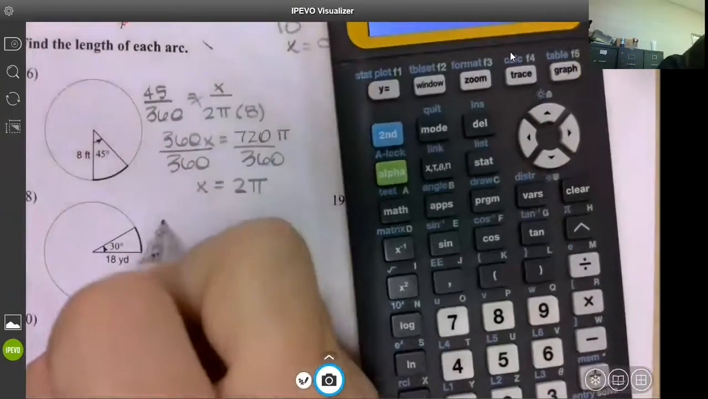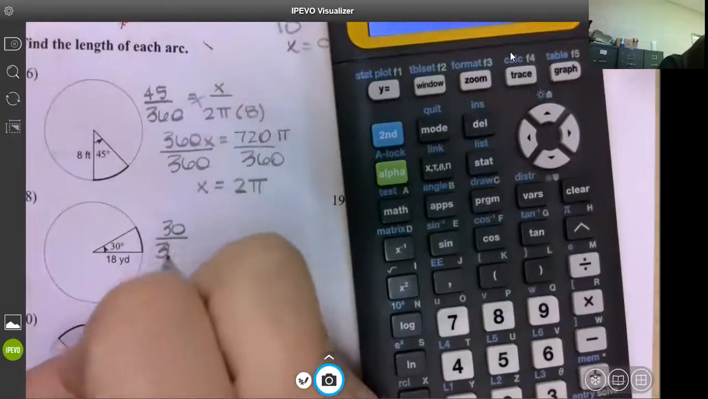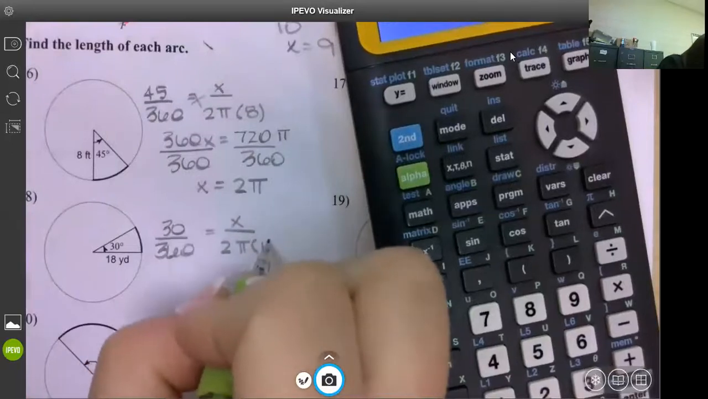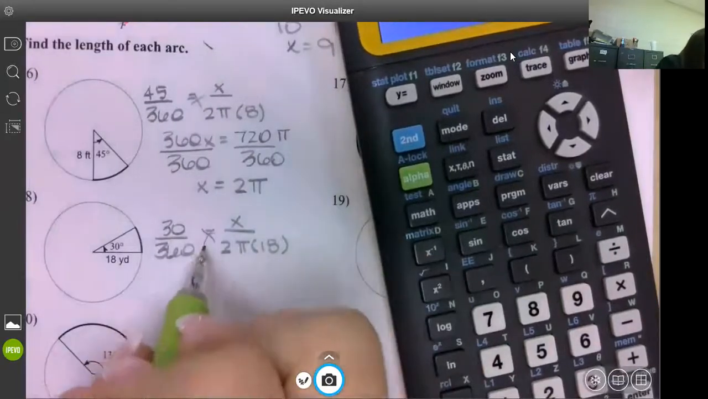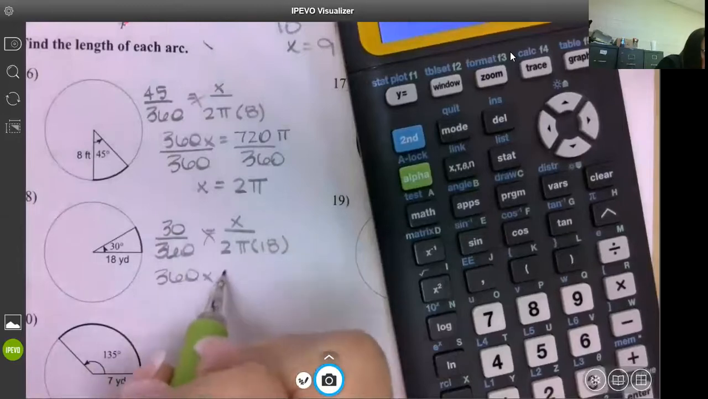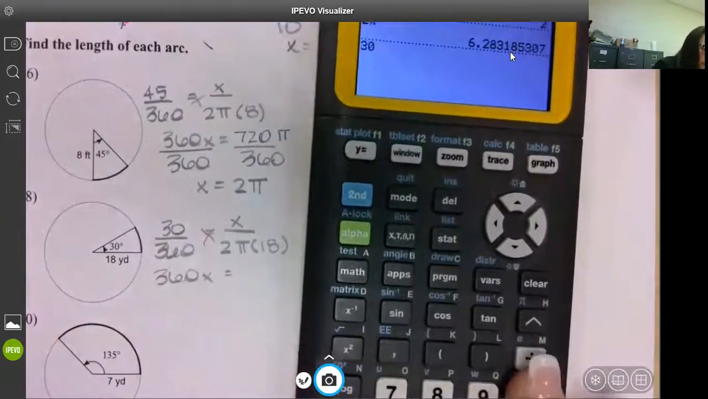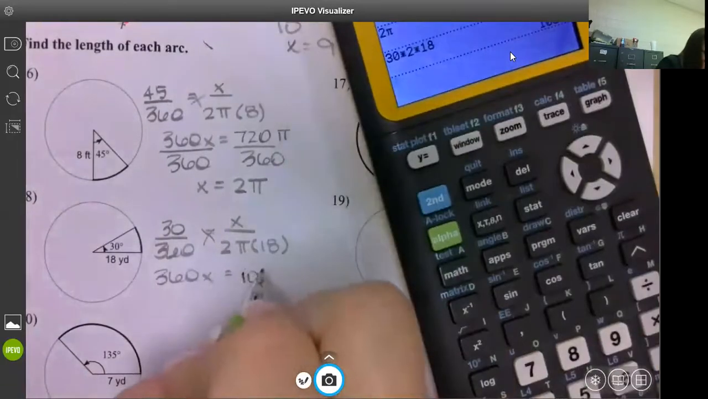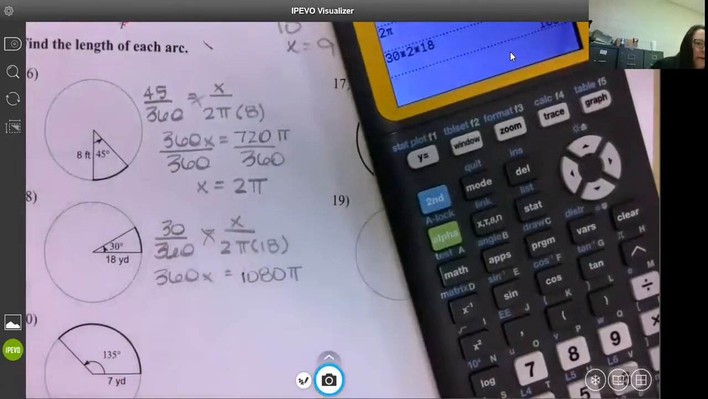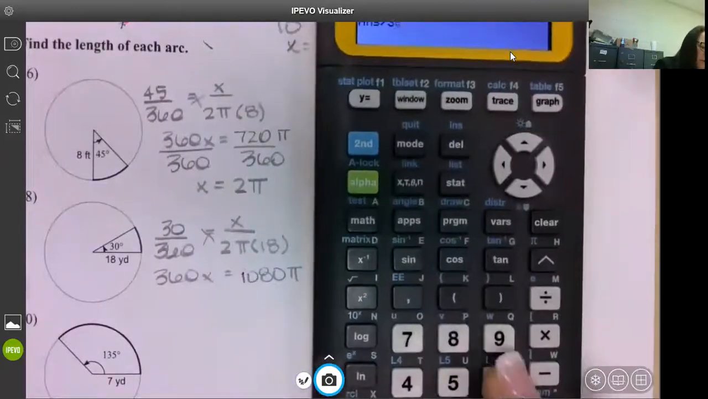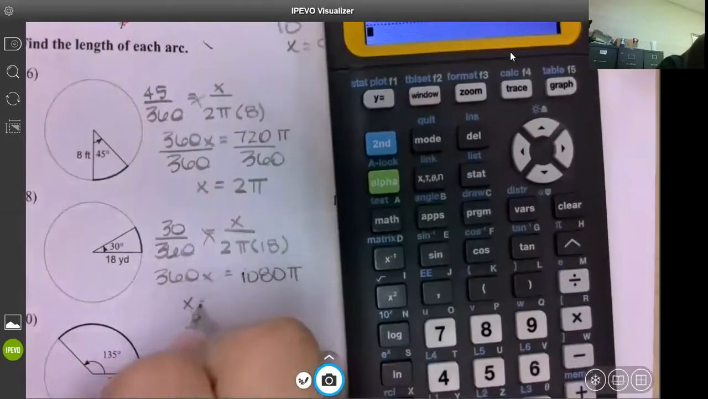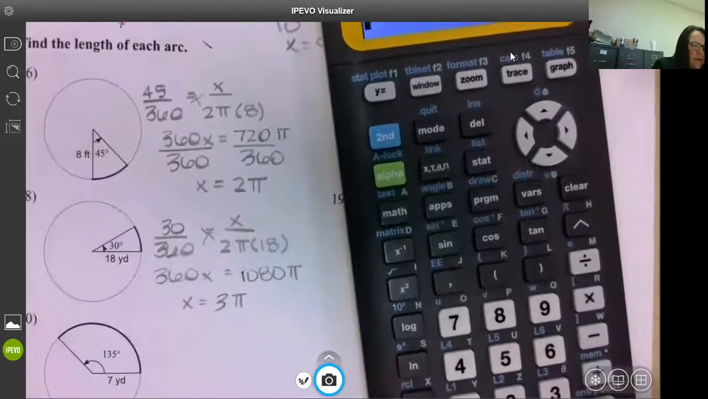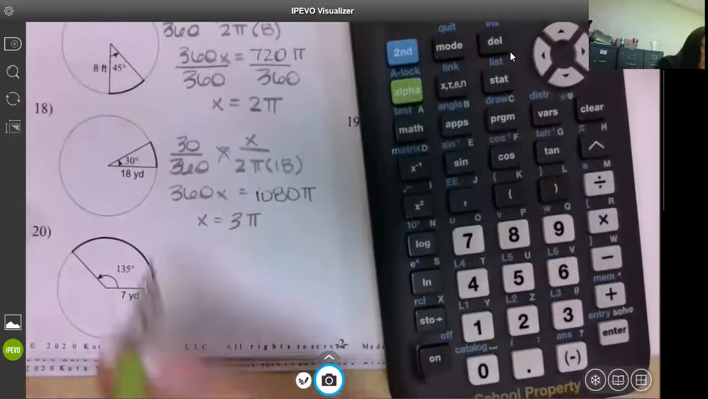So we're going to do it again. Degree over 360 equals x over 2 pi, and your radius is 18. We're going to cross multiply and get 360x equals 30 times 2 times 18, which is 1080. Don't forget to put your pi on the end. And then we're going to divide by 360, and we get x equals 3 and throw the pi on the end. They're all exactly the same. I'm going to do one more for you, and then I'll quit this video, okay?